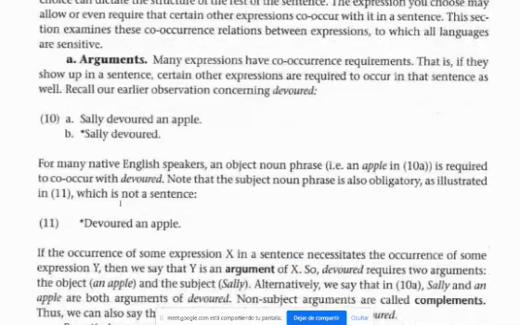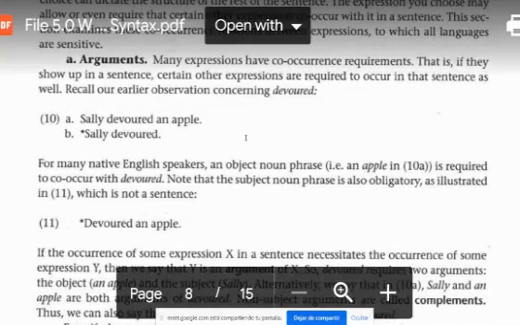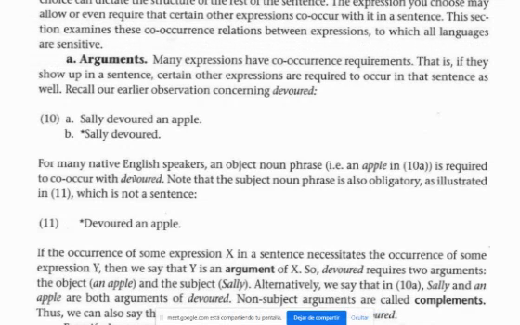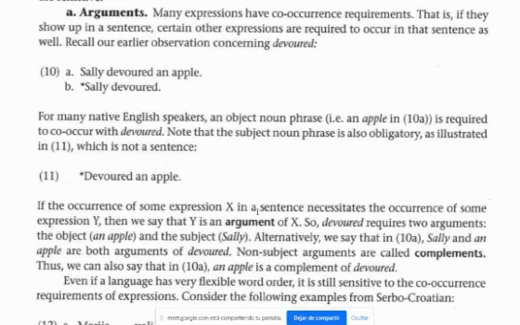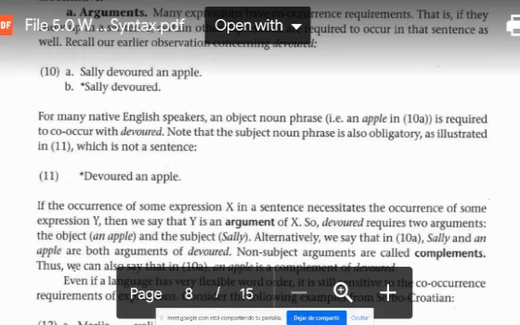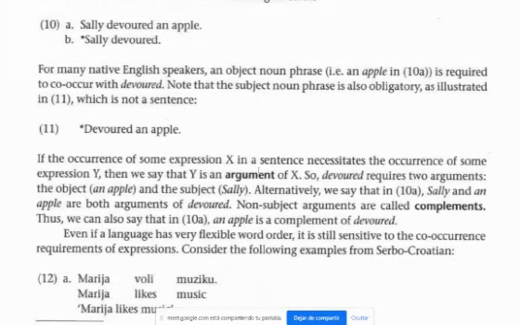For a native English speaker, an object noun phrase is required to co-occur with devoured. Native speakers expect you to use an object noun phrase to co-occur with the verb. If you don't use an object, then it's ungrammatical. If the occurrence of some expression X in a sentence necessitates the occurrence of some expression Y, then we say that Y is an argument of X.